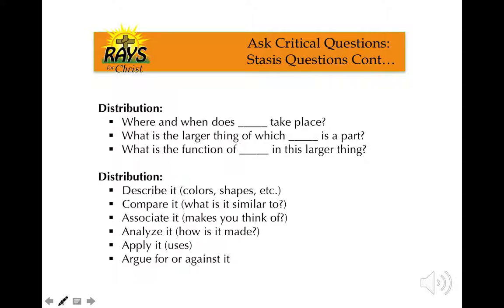they do this whole section in modern called distribution. How does it distribute out? Again, this goes back really to definition. You're describing it, you are comparing it. So now we're in the topic of comparison. You're associating it. Again, comparison and relation. Analyzing it is really all of the 5 common topics. But how is it made could relate to, in our particular example, how was the situation created?